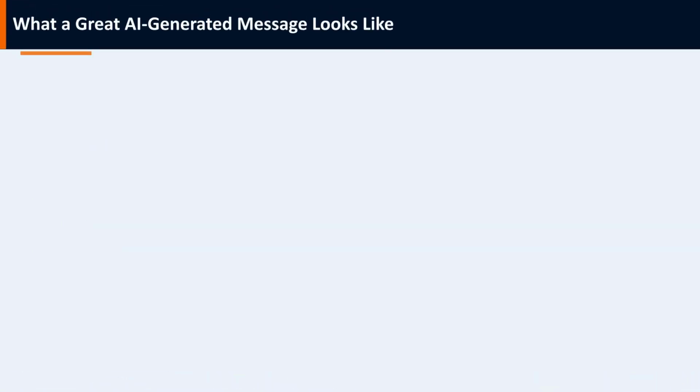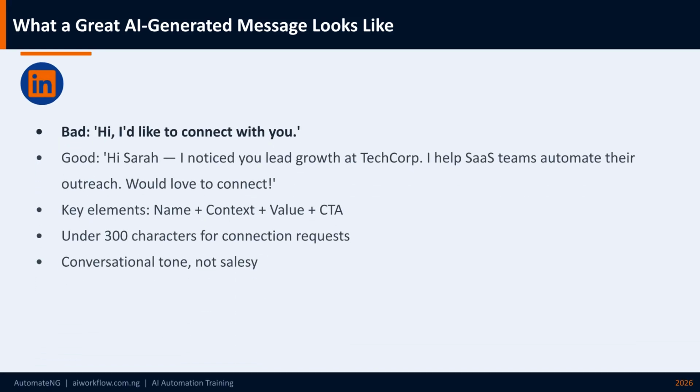A generic message gets ignored. A great AI-generated message references their role and company, states your value, and includes a soft call to action. Keep connection requests under 300 characters and conversational. This shift dramatically increases acceptance and reply rates.